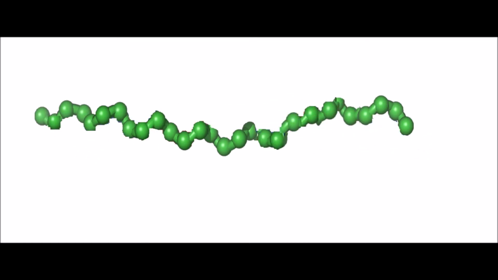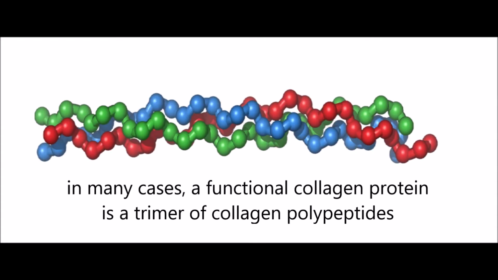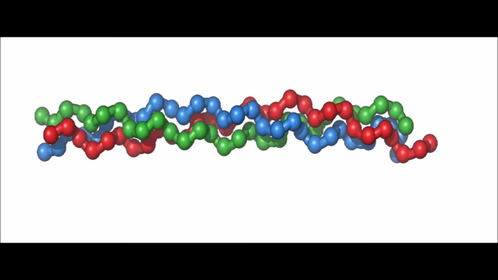Although it is not incorrect to call a single collagen polypeptide a protein, you'll notice in episode 3 I tended to call a single collagen polypeptide a polypeptide rather than a protein. That's because in many cases a functional collagen protein is a trimer of collagen polypeptides. By the way, the actual collagen polypeptides are much longer than those depicted here. I'm only showing a small segment for simplicity.